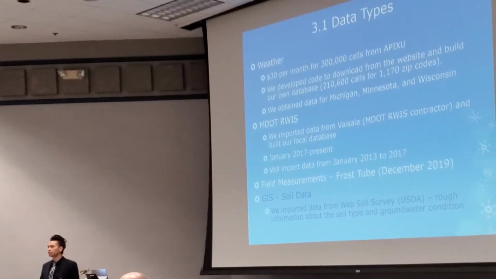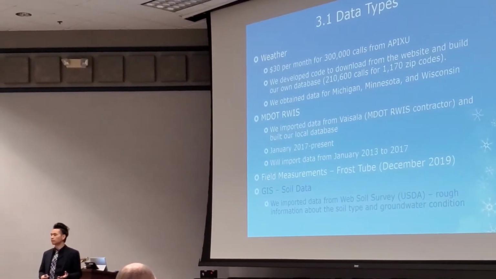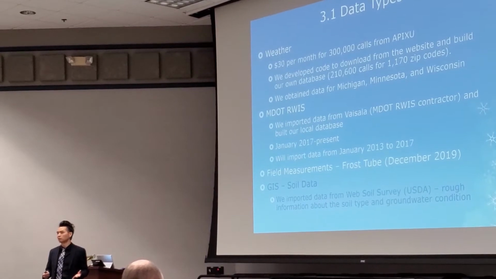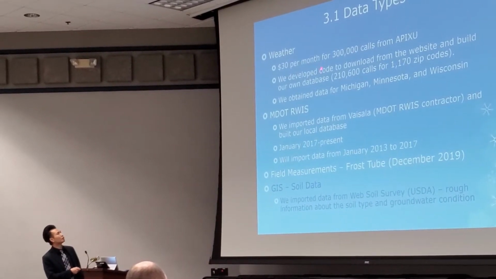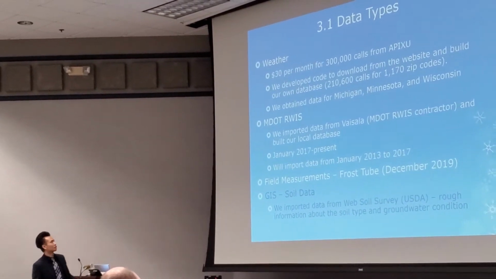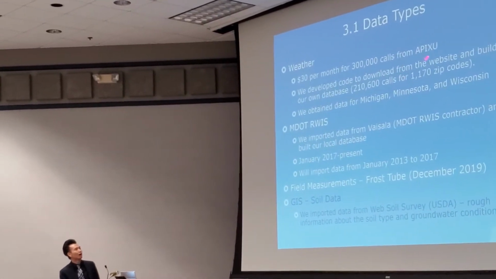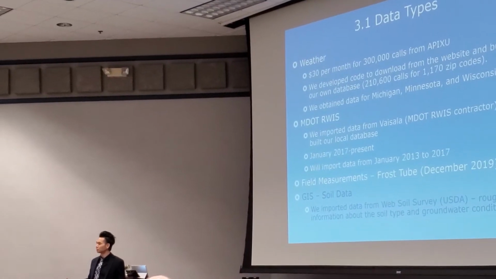We also have free sources where we can make a lot of requests, such as NOAA. But the problem with the free option is that usually it's not perfect. There's a lot of missing data that gives a lot of trouble. So at the beginning, we paid for one service called API-XU, $30 per month, and we got some data from it.